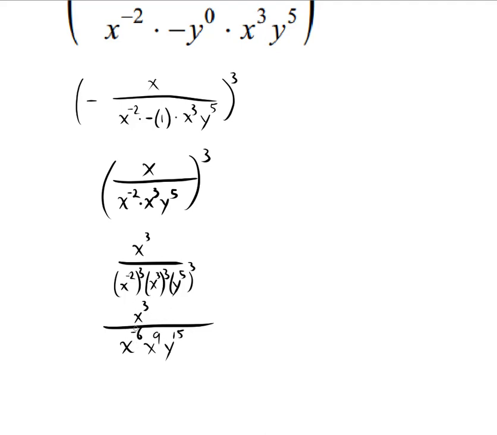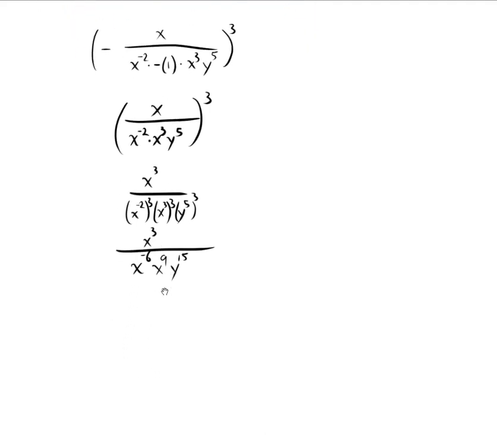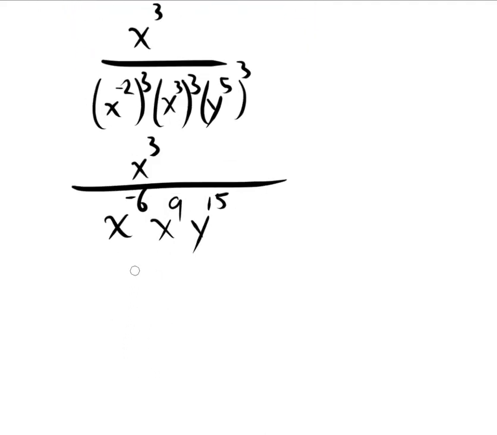Now I apply the negative exponent rule. Notice I have a negative exponent now, so I can move it to the other side of the fraction bar, and I'll get x to the third, let's try to write this just a hair neater for you guys, times x to the 6, right? And on the bottom, I'm still left with x to the 9th, y to the 15th.